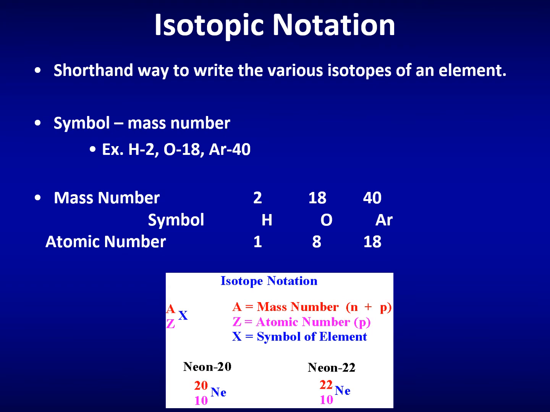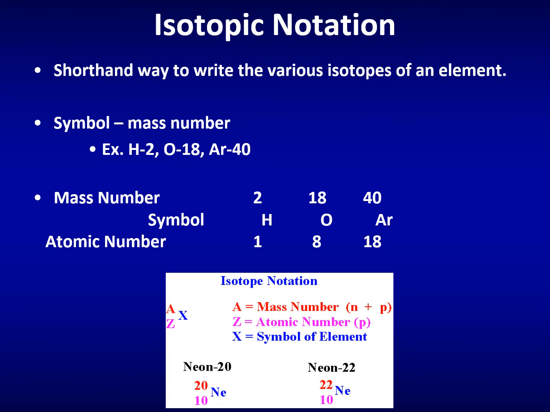There is a shorthand way to write the various isotopes of an element. It's by giving the atomic symbol and then the mass number after it. So hydrogen, for example, has the atomic symbol of H. If you then give the mass number of hydrogen, it is hydrogen 2, or H-2. Oxygen also has that. If you give the symbol for oxygen and then give this mass number, it's oxygen-18. That would indicate that there are 8 protons and 10 neutrons in that oxygen.